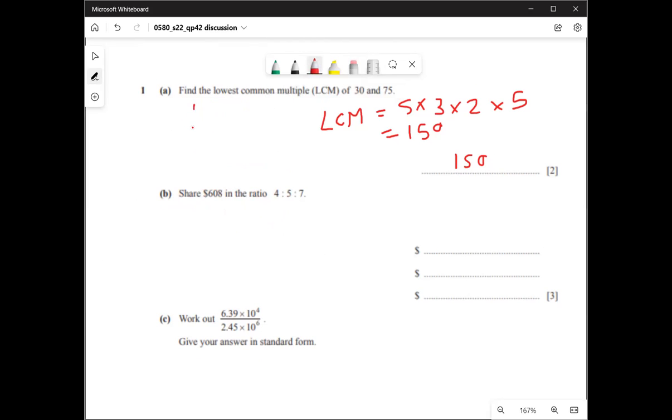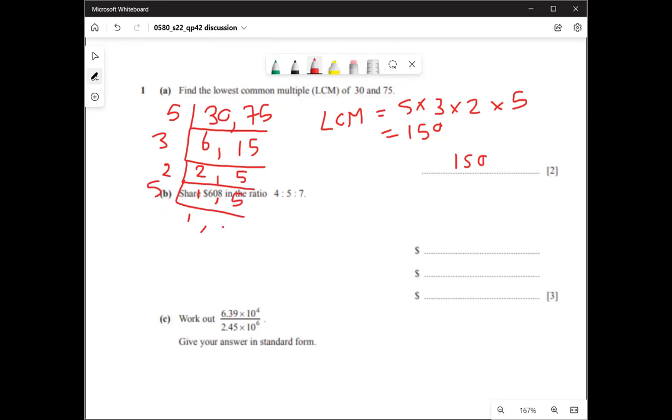Now we have this question, which is 30 and 75. You have to find the LCM. We divide these by prime factors. Let's try 5 because that's the only one possible. 30 divided by 5 is 6. We get 15. Try again with 3, that's another prime number. We get 2 and 5. We do this until we get 1 at the end. All ones.